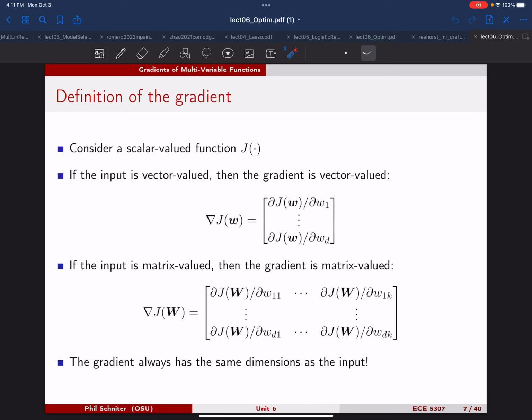Okay. All right, so let's remember where we were. From last time, we were talking about the gradient. So basically, we're always dealing with a scalar valued function, and when we take the gradient of that function with respect to some variable that could be vector valued or matrix valued, we just get something that's the size of the original variable, where we have all the partial derivatives of the original function with respect to the elements of that variable. So this is the vector case, this is the matrix case.